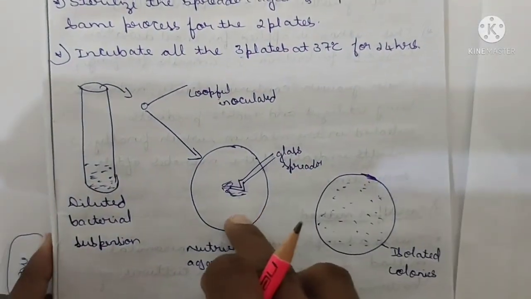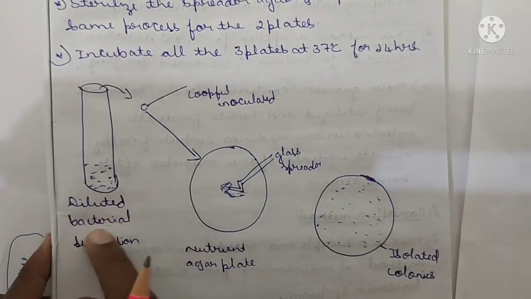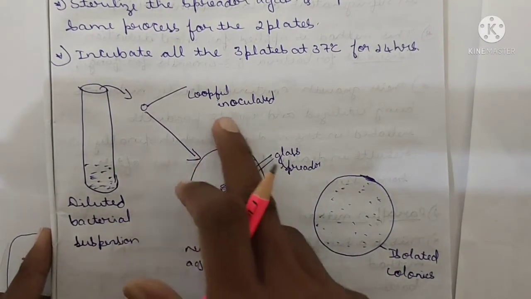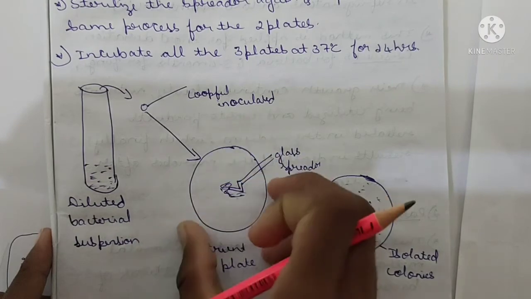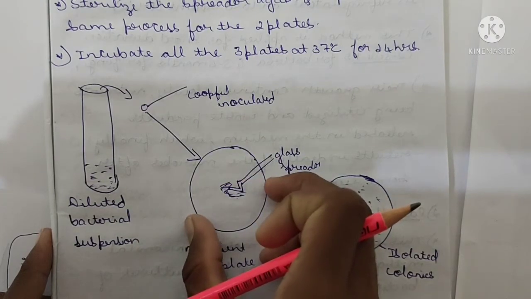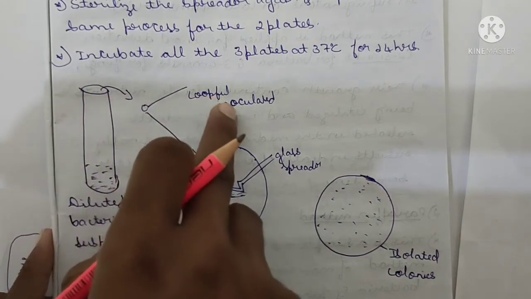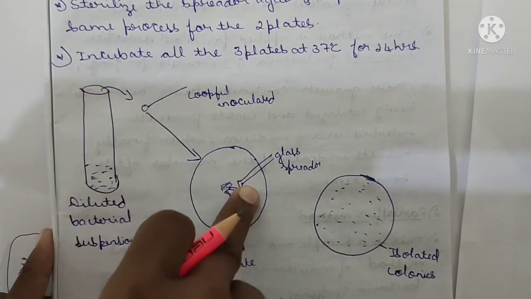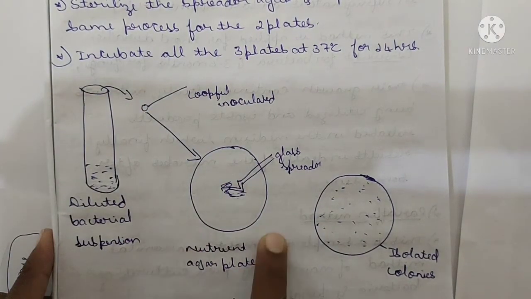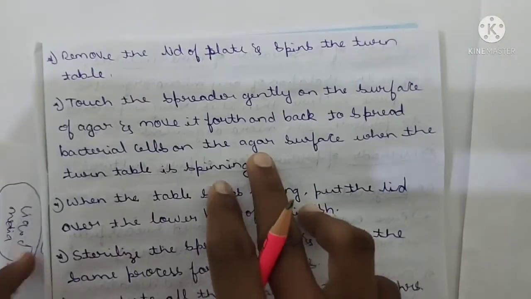See here, this is the nutrient agar plate, this is the diluted bacterial suspension, this is the loopful inoculation. What is this? Nutrient agar plate. Just 1 ml of the dilution we have to transfer with the help of the loopful inoculation. Yes, we have to add to this. Down here we keep a rotating chamber to rotate that nutrient agar plate. This is the concept.